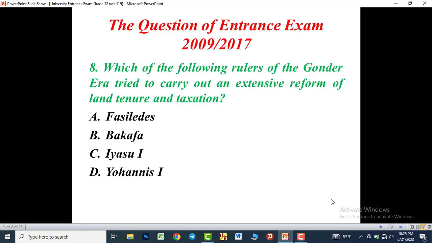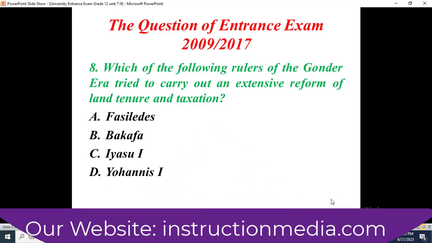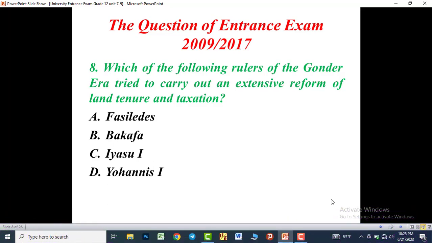Okay, as you know, some of the greatest rulers of the Gondarine period were Fasilides, Iyasu and Ioannis. Comparing these three kings, Iyasu the First was one of the strongest kings of the Gondarine period, and he conducted different reforms. One of these reforms was the land reform. The answer is C.